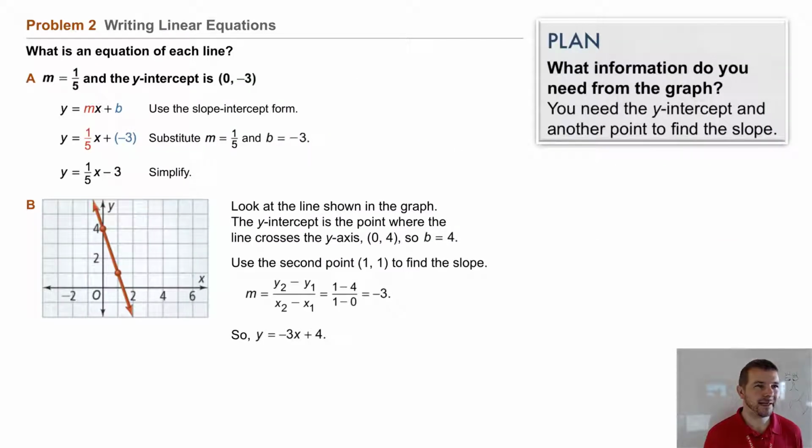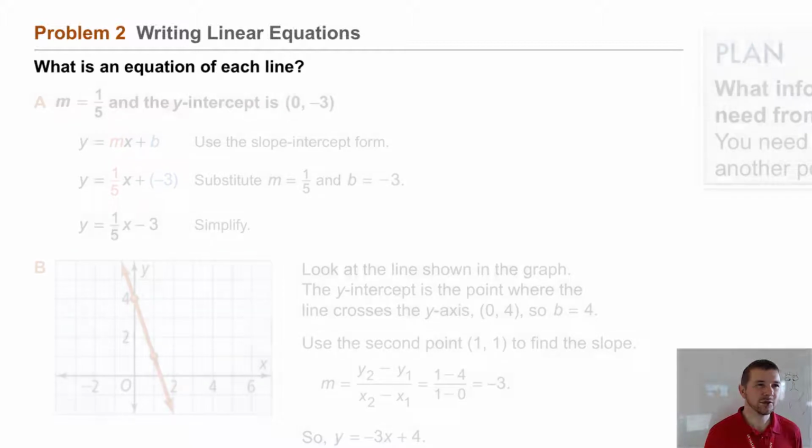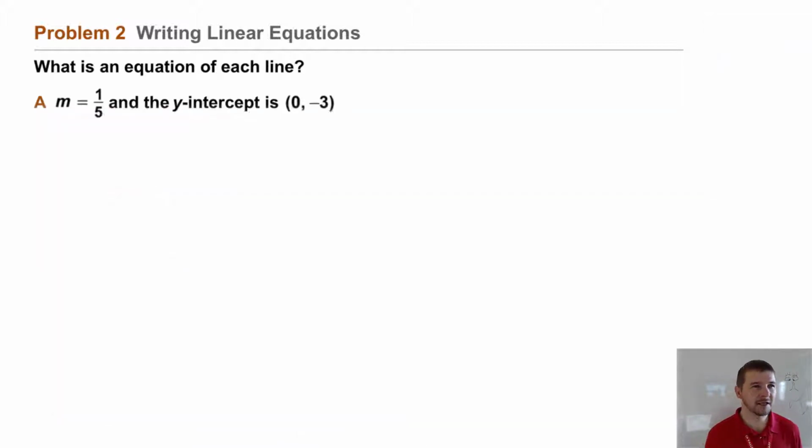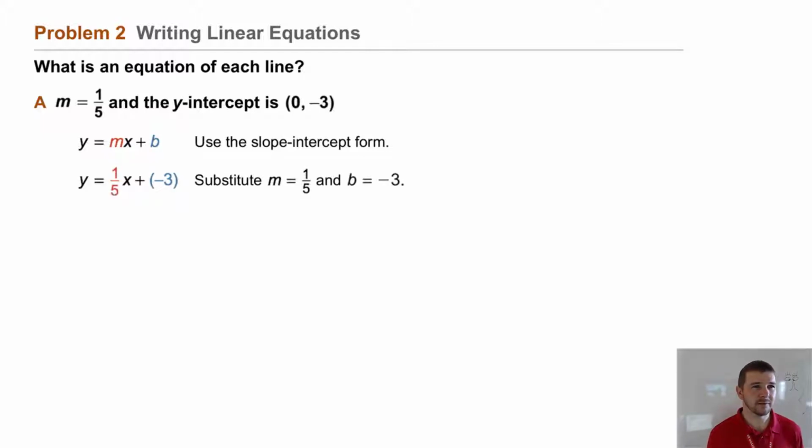Problem 2, writing linear equations. What is an equation of each line? Part A, m equals 1/5, so again that's slope equals 1/5, and the y-intercept is the point (0, -3), so the line intersects the y-axis at that point. We'll consider the slope-intercept form, y equals mx plus b, and substitute values given above. That becomes y equals 1/5 x plus -3, but in a simpler form, y equals 1/5 x minus 3.